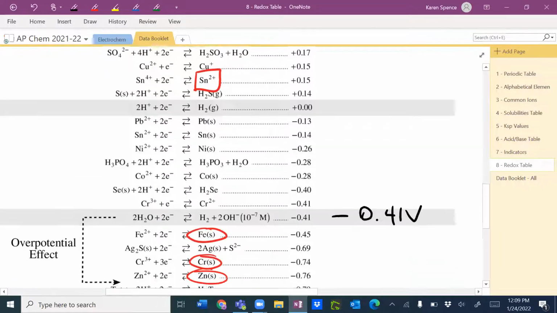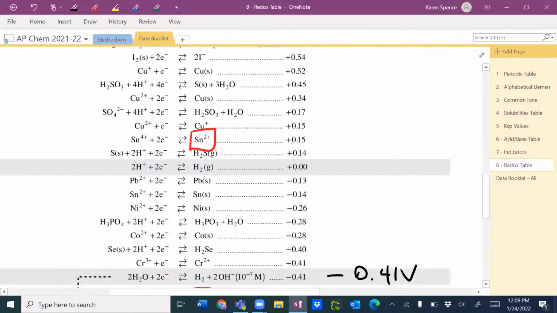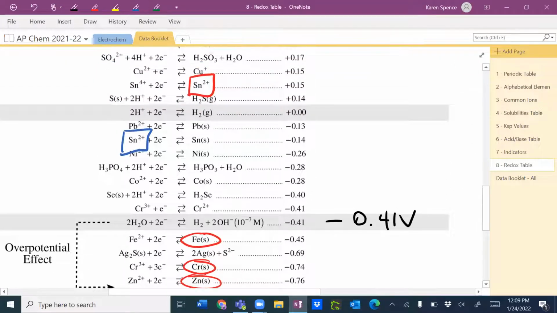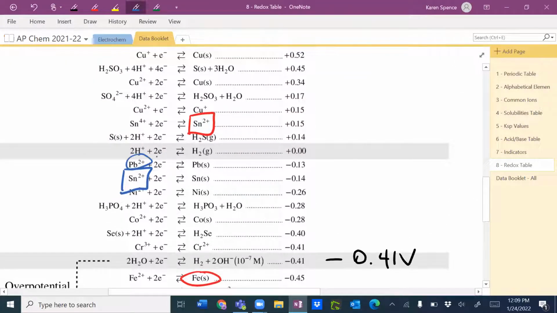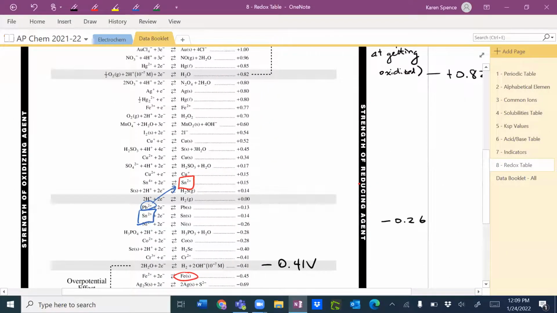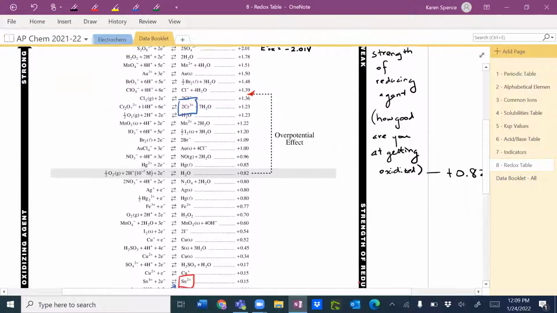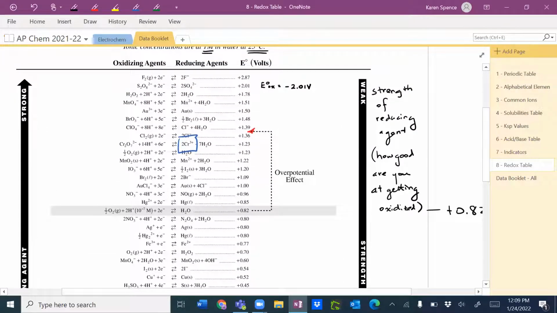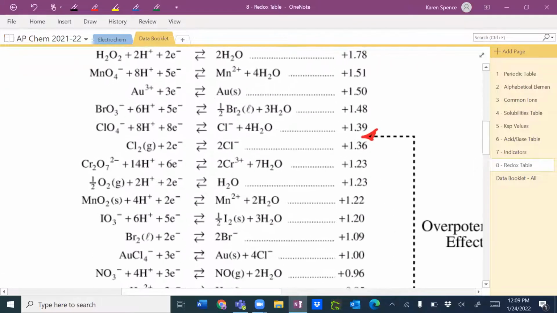So no, not lead, because we were looking at tin and saying, how about lead? And that's a no. And so the answer has to be MnO4 minus. But let's just double check, because there are MnO4 minuses all over the top of this table. So we got MnO4 minus here.